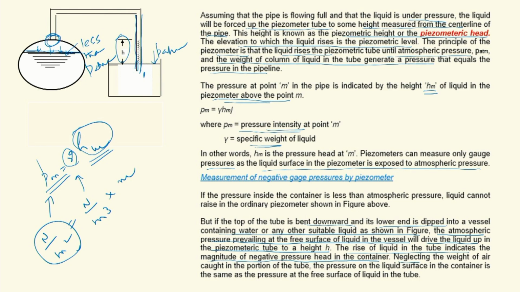So neglecting the weight of air caught in the portion of the tube, neglecting the weight of air in this portion, we will neglect that weight of air. The pressure on the liquid surface in the container is the same as the pressure at the free surface of liquid in the tube. So this is the free surface of liquid in the tube.